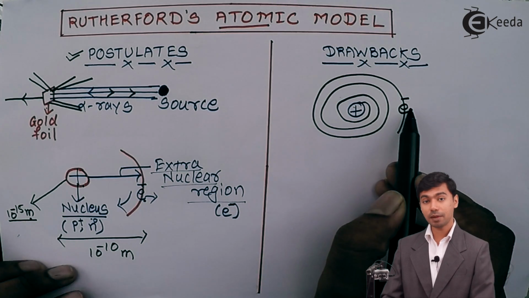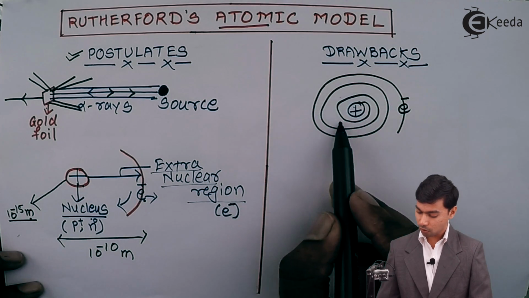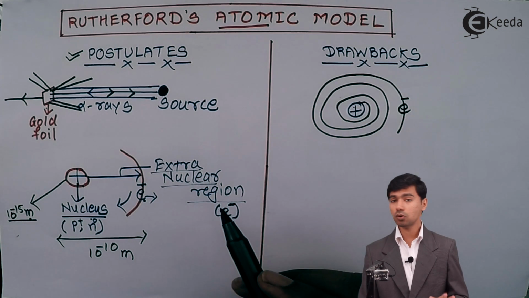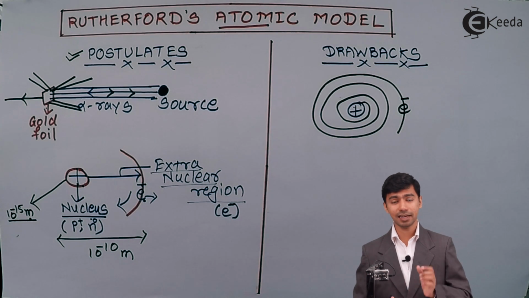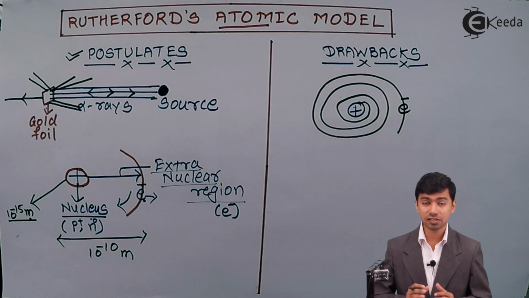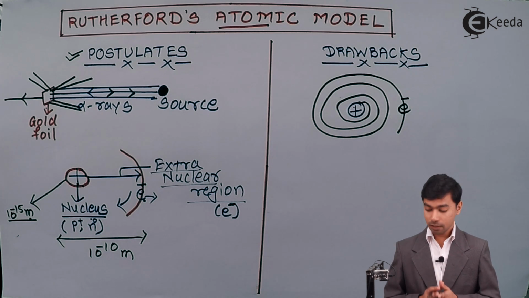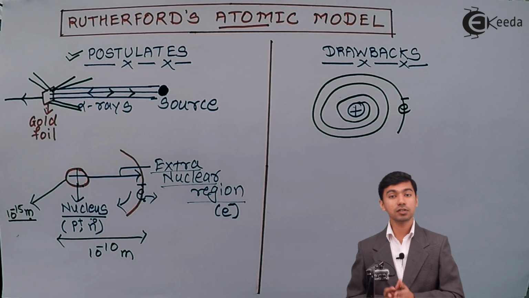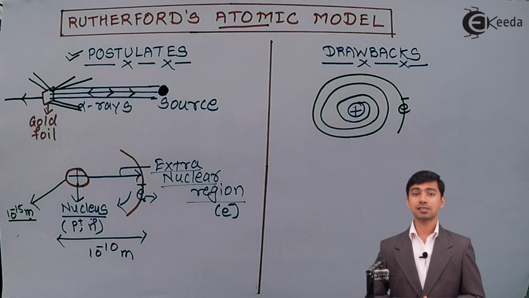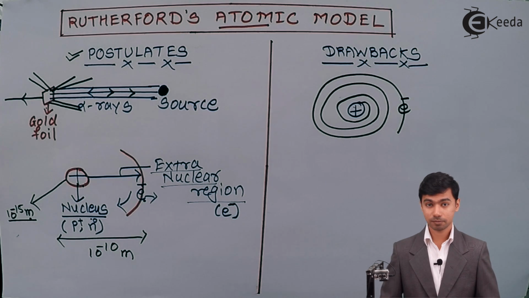So because of the emission of energy, this electron may strike the nucleus at some point. But does it happen? No. It is not possible that an electron, while revolving around the nucleus, moves towards the nucleus and strikes it. This was the drawback. Now this is Rutherford's atomic model. But beyond the drawback, Rutherford was the first scientist who made some kind of assumptions for an atomic model. Thank you.